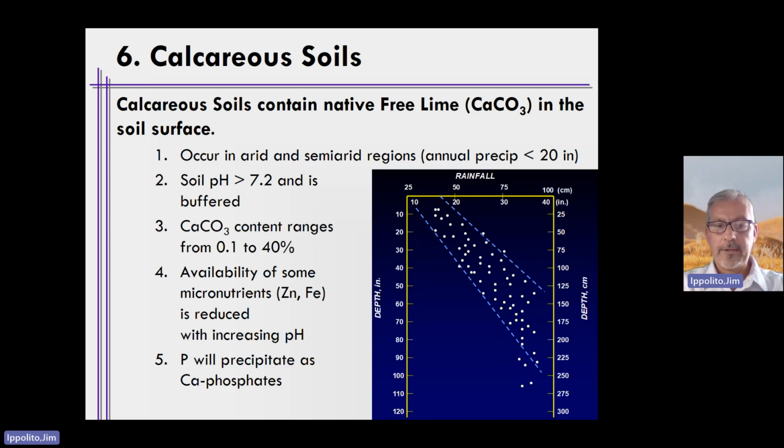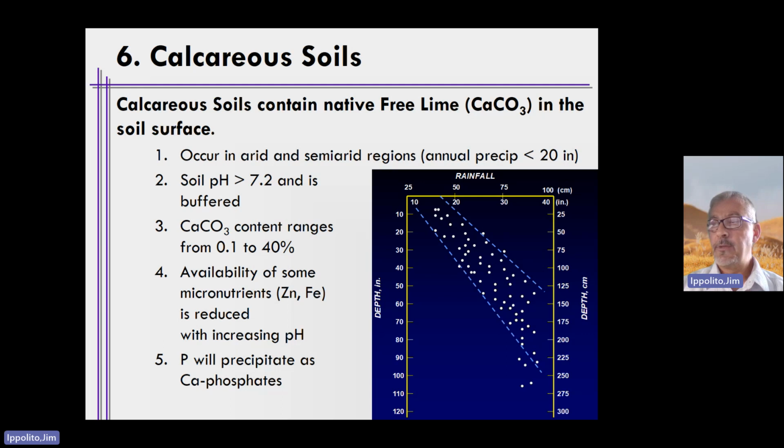We're going to switch gears here and talk about the opposite end of the spectrum in terms of pH. We're going to talk about calcareous soils. These are soils that have pH values above 7 or 7.2. These are soils that contain free lime, native, natural free lime in the soil or in the soil surface.